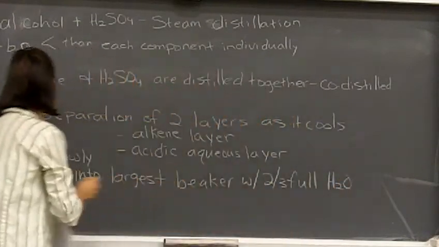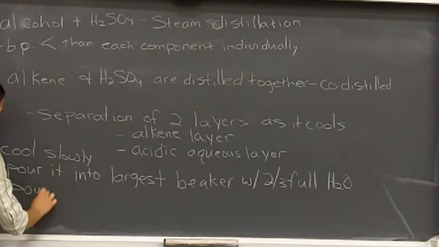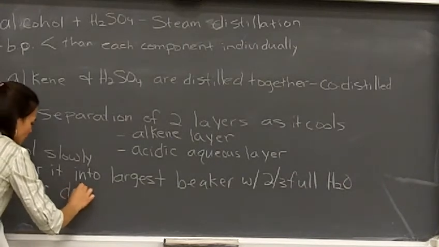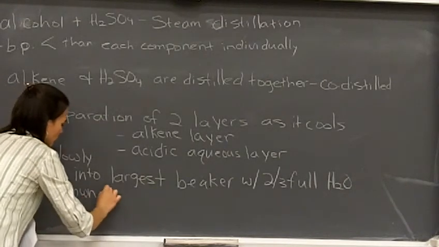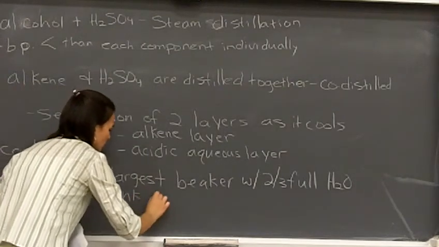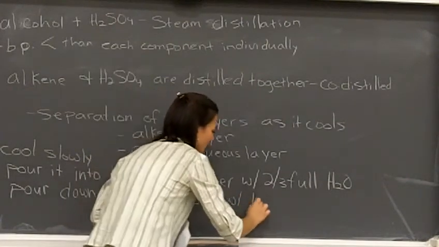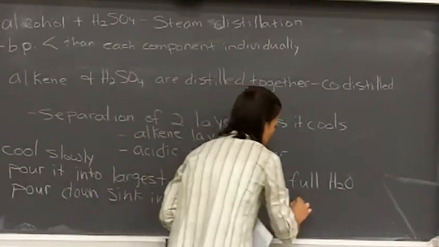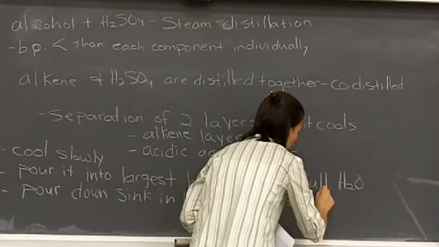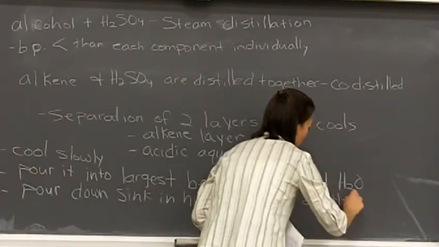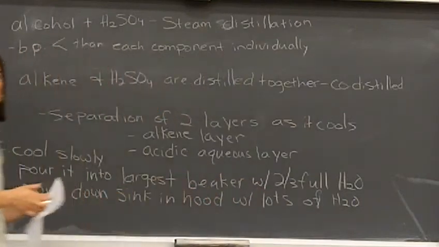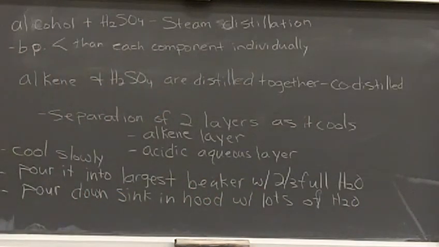Okay? Then you're going to pour it down the sink in your hood with lots of water. You're going to run the water. Just be careful handling it because, again, it has all that acid in there. You don't want to get to the end of your experiment and then that's when you end up having trouble with the acid and spilling it on yourself, okay? So be really careful handling it. Make sure it's cooled completely to room temperature, pour it into the beaker of water, and then pour it down the sink with lots of water, okay?